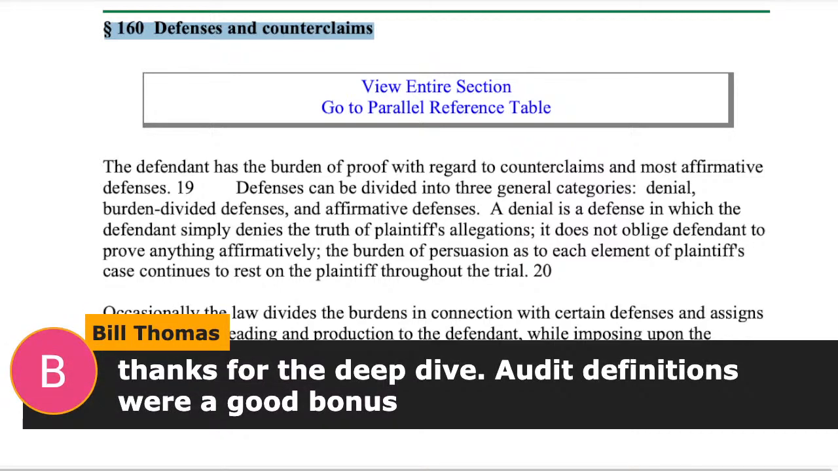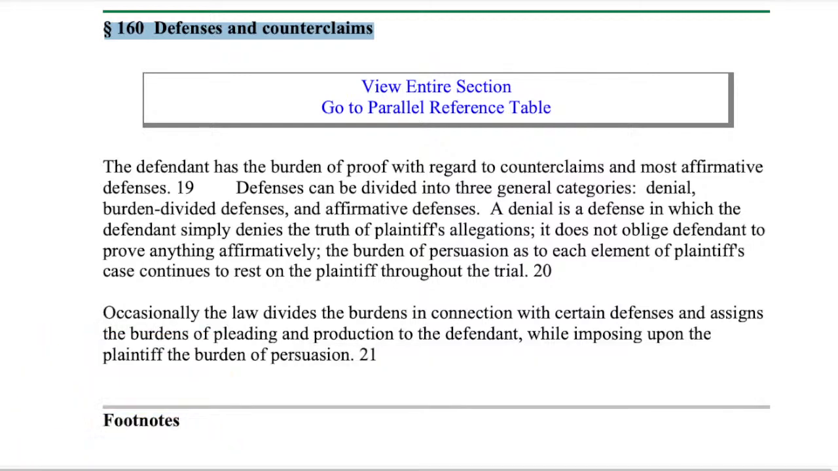Yeah, the audit definitions were a great bonus, and they help us get a clear understanding of where the facts are also applied. Some of these same rules also apply in audits. The defendant has the burden of proof with regard to counterclaims and most affirmative defenses. See, so if there's an affirmative defense, the defendant then has the burden of proof. No longer on that plaintiff there.